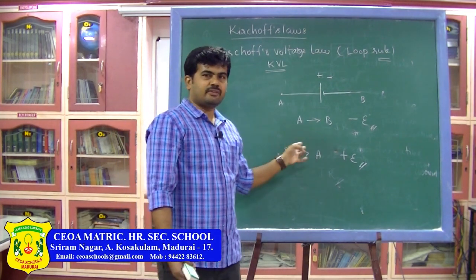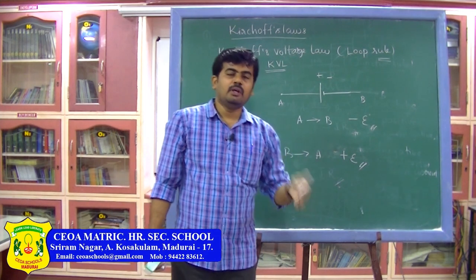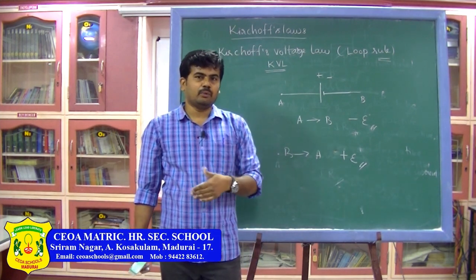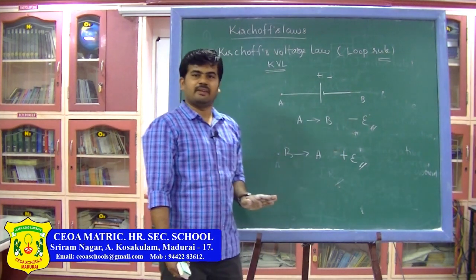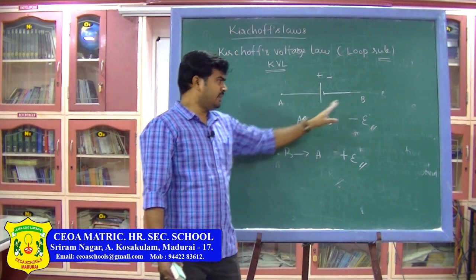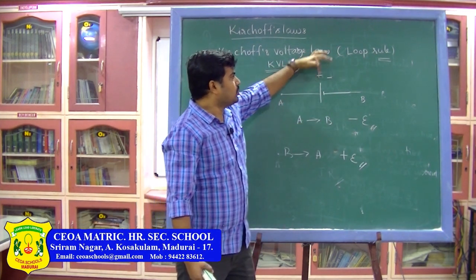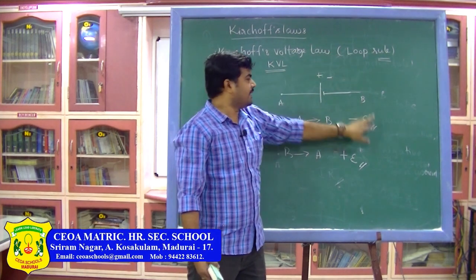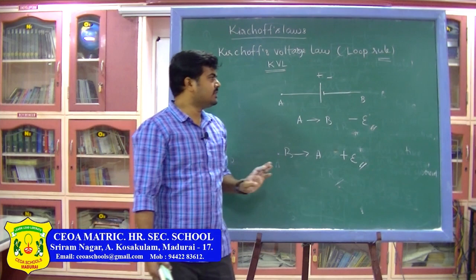First one is the junction rule. Incoming currents, that is currents approaching a junction, take as positive; currents leaving a junction, take as negative. At the same time, potential drop in the direction of current, take as negative; potential drop in the direction opposite to current, take as positive. Now, cell EMF when moving from high to low potential, take as negative; low to high potential, take as positive. So, these are the sign conventions.